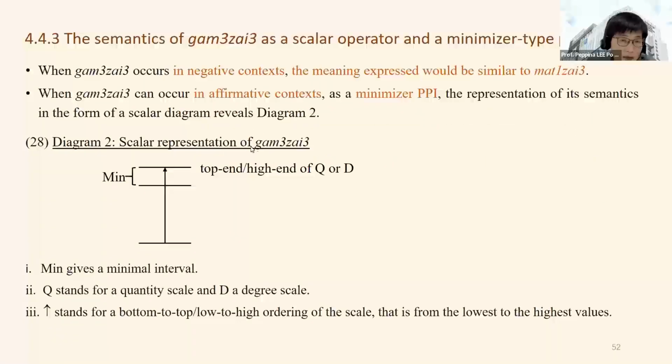So this is also the reading of the diagram when gamzai operates in the affirmative one. In other words, the minimum distance will be according to the top end. So this is what is shown here in 28. Okay.